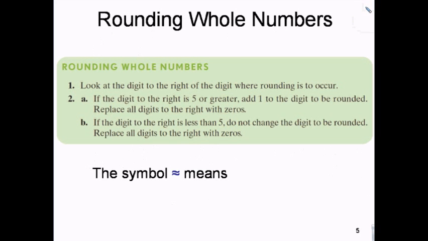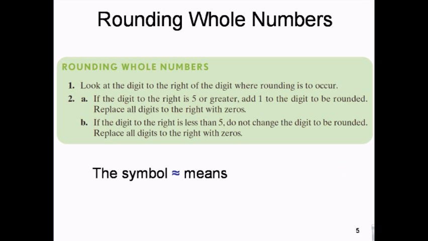Rounding numbers. You want to look at the digit to the right of the digit where the rounding is to occur. And I will go over that with symbols. And then if the digit is 5 or greater, you round up. And if it's 4 or less, you don't change it. So basically, go over that.